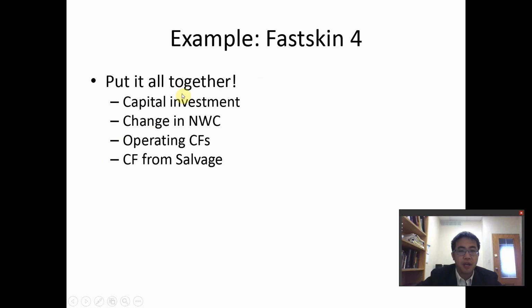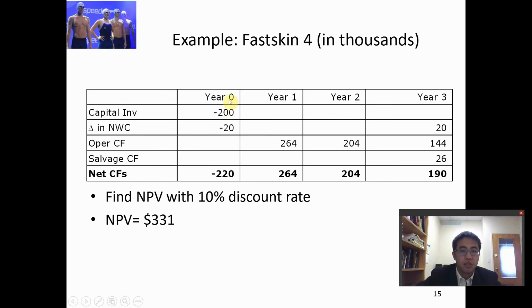And then we put everything together. We have the capital expenditure, or capital investment. We have a change in net working capital. We have operating cash flows. We have salvage cash flows. So right here, we spend $1,200,000 up front, and we spend another $20,000 to build up inventory. And this $20,000 will be recovered at the end of the project. And our operating cash flow is like this. And then the $26,000 is from the salvage value minus the tax on capital gain.